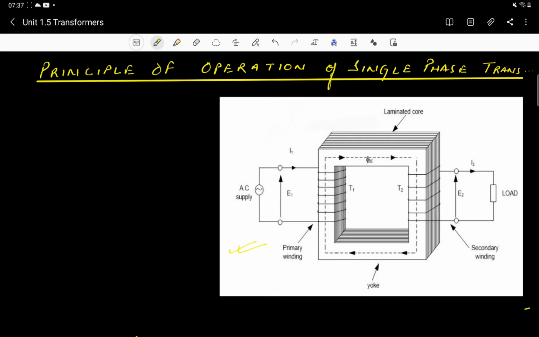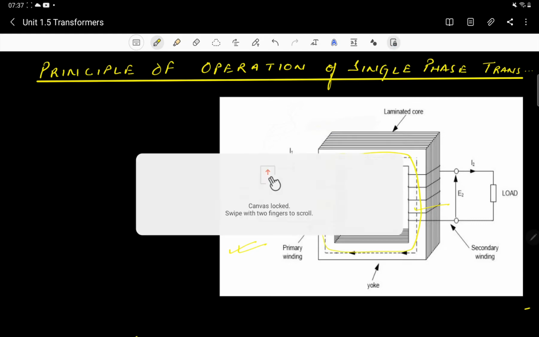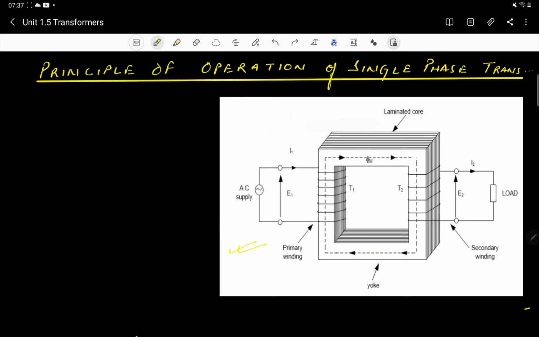You can see that it is a static device and we have two stationary circuits, one on the left side and another on the right-hand side. A transformer is a static device which consists of two or more stationary electric circuits interlinked by a common magnetic circuit. What is the common magnetic circuit? This core is the common magnetic circuit which is connecting both of these circuits, for the purpose of transferring electrical energy between them.